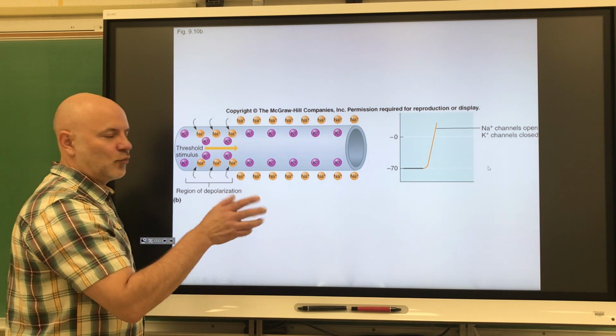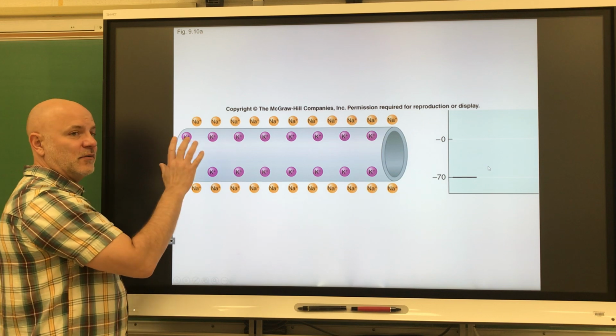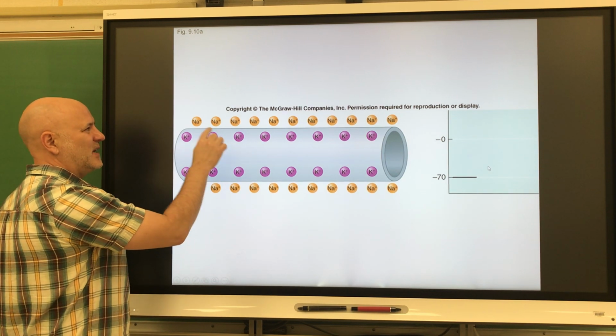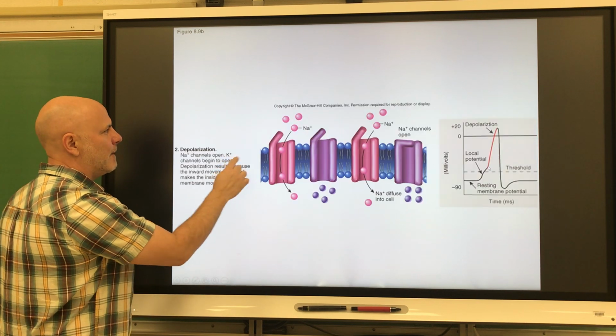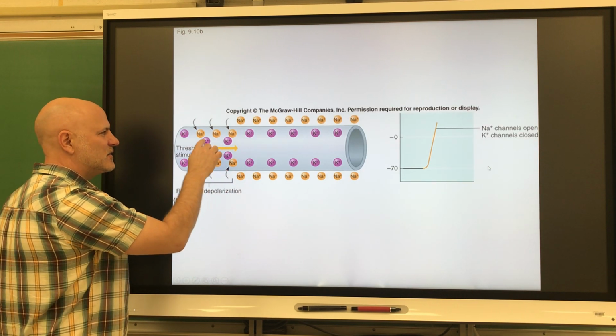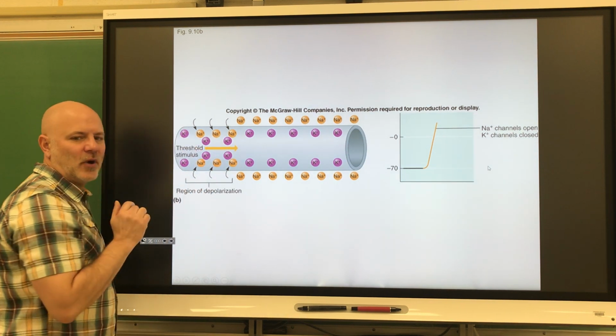Let's just review for a second. Go to this picture: sodium out, this is at resting potential, sodium out, potassium in, positive out, negative in. We get these positive ions coming in, positive ions coming into this negative area. That's going to neutralize that membrane.